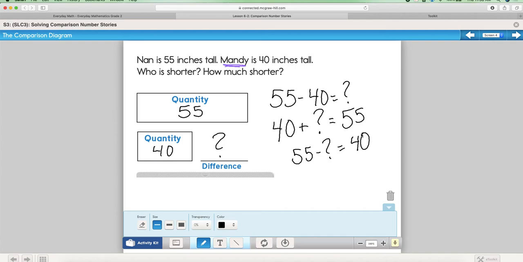Kinsley, that's not what we're doing, hon. Thanks, Jake. Kinsley, we're either starting at 55 and taking away 40, or starting at 40 and counting up to 55, or starting at 55 and counting down till we get to 40. We're not adding numbers together to get to it. We need to figure out how much shorter Mandy is. She's shorter than Nan. We need to figure out how much shorter she is. We don't have these numbers at all in our problem.